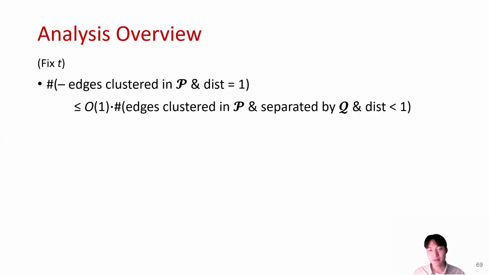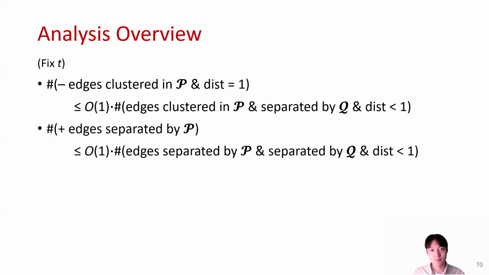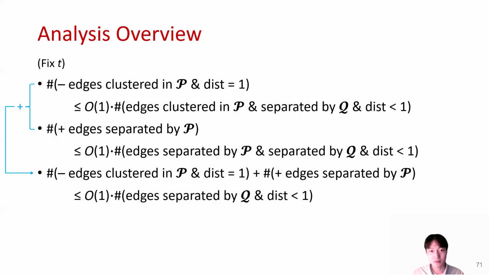Similar bounds can be achieved for plus edges that are disagreements. So we can charge it to some subset of edges separated by the preclustering whose distance is less than 1. And note that the charged subsets of edges for each type of disagreement don't overlap. Therefore, in total, disagreements other than minus edges whose distance is less than 1 are bounded by some constant times the number of edges separated by the preclustering whose distance is less than 1.